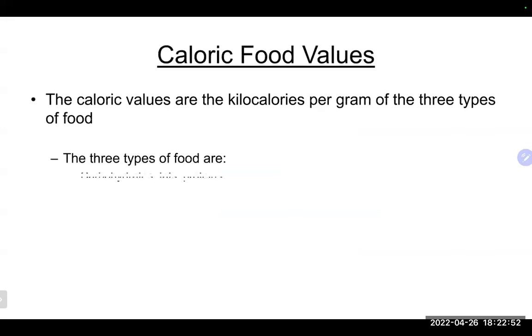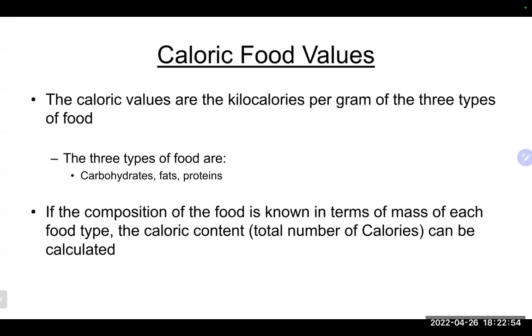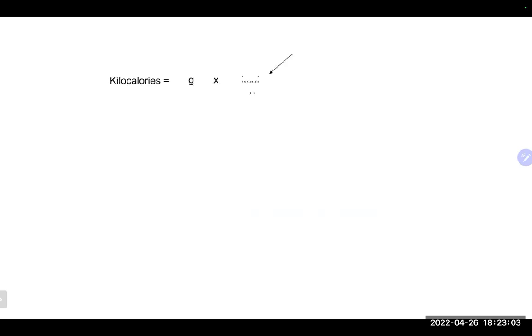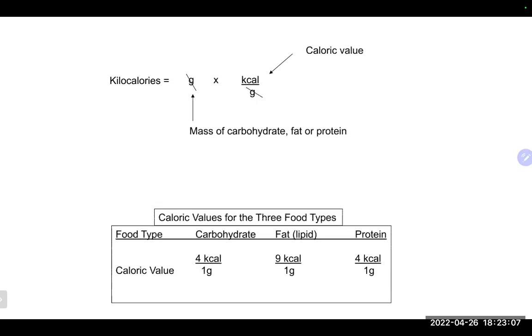Now, food does have a caloric value, and the 3 types of values are carbohydrates, fats, and proteins. Each of these has a value that you can use to calculate how many calories there are. For carbohydrates and protein, it is 4 kilocalories per gram, basically 4 nutritional calories per gram. And for fat, it is 9 kilocalories per gram, or again, 9 nutritional calories per gram.